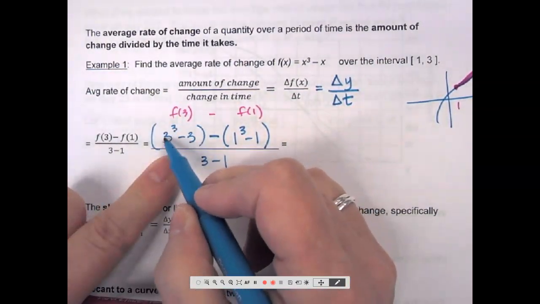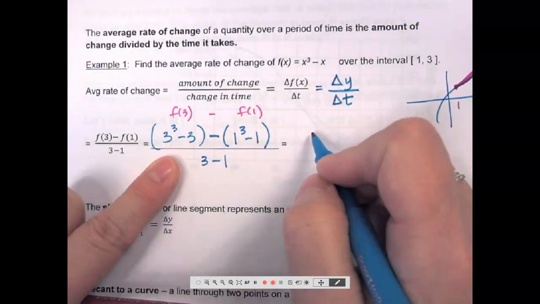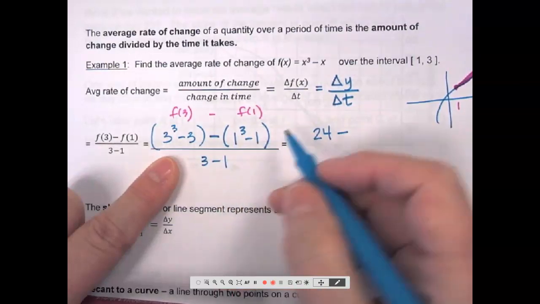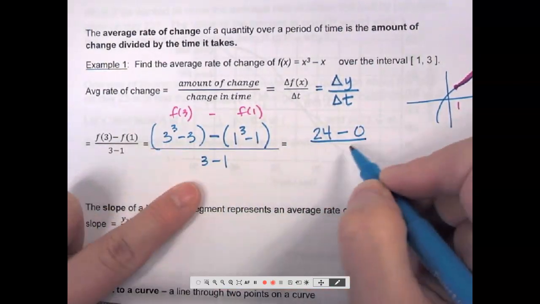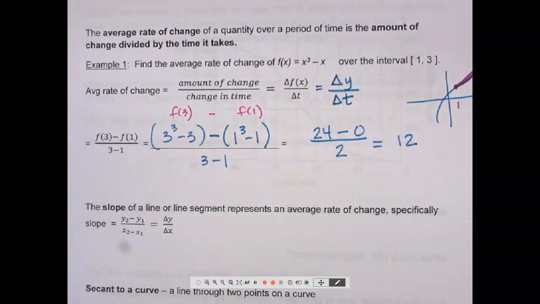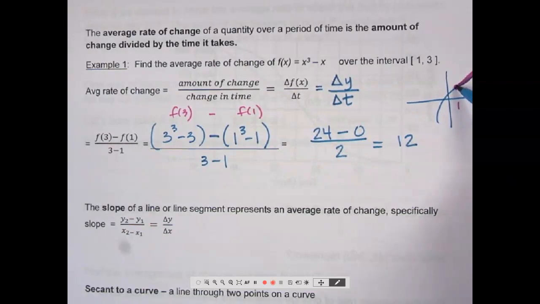Equals, all right, so that's 27 minus 3 is 24. Subtract, 1 minus 1 is 0. Over 2, that average change would be 12. So 12 is the slope of the segment if I connect those 2 points.